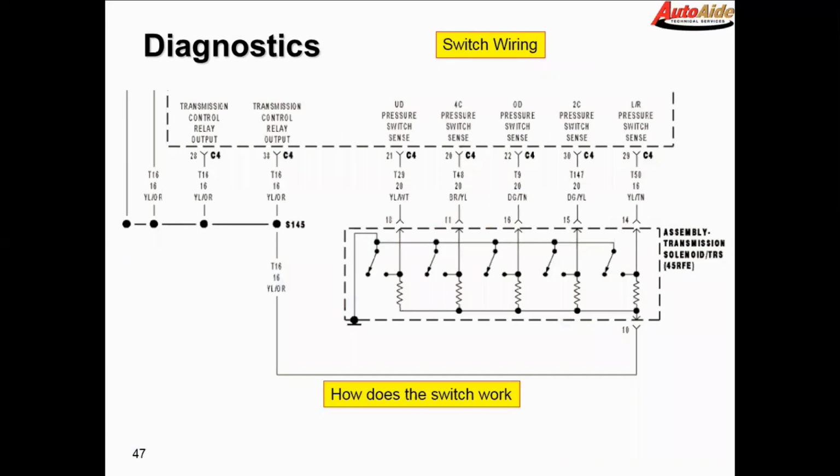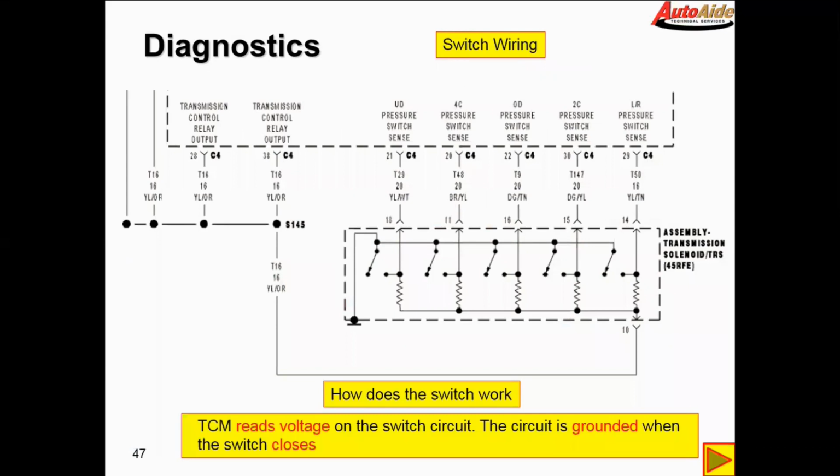Now, how does the switch work? This is a little bit different. Okay, so the TCM reads the voltage on the switch circuit. The switch is grounded when the switch closes. Now, this is a little bit hard to understand. Okay, so what I've got here, let's get a pen, is voltage coming in.